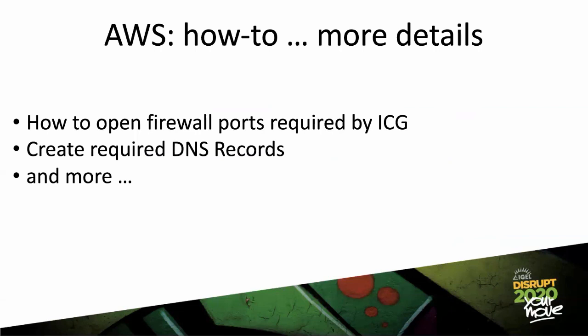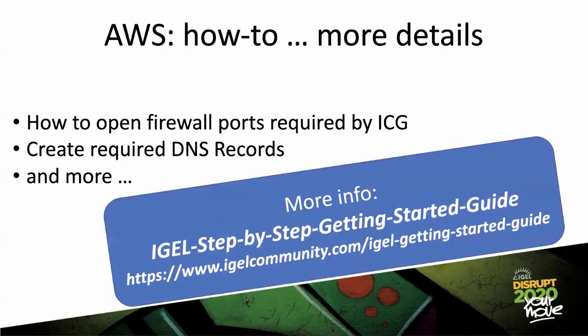Of course, then you have to open the firewall ports. You have to create the required DNS records and some other stuff. This, as mentioned, is available in the step-by-step guide with the download link here. There's a special chapter for ICG. I said in part 1 that we are working on extracting the ICG part out of this guide and making it a standalone. As soon as this is finished, we will update you.